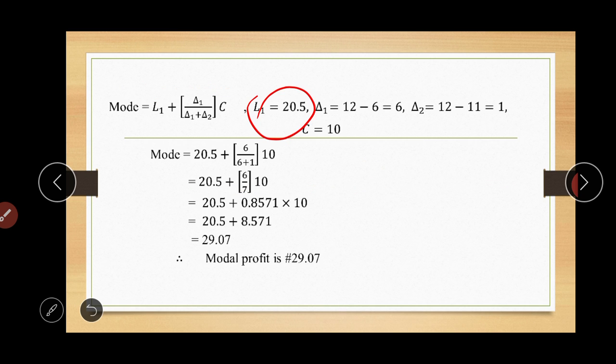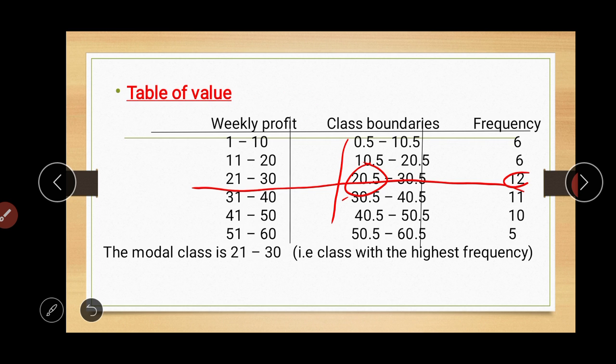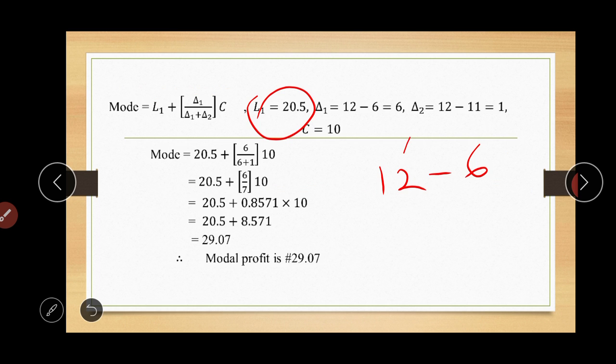So delta 1 is 12 minus 6. That is the frequency of the modal class minus the frequency of the class before it. And this is the frequency of the modal class minus the one after it, so that is lambda 2. So lambda 1 is 6. Lambda 2 is the frequency of the modal class minus the one after it, which is 11, which I showed you in the table. And C is the class interval.